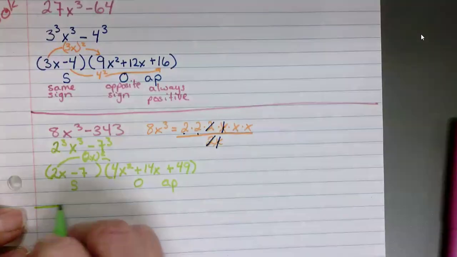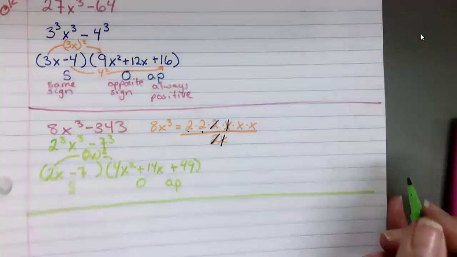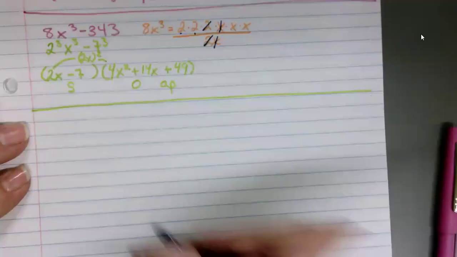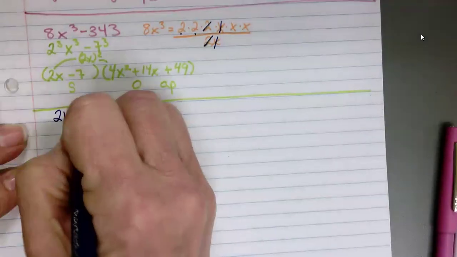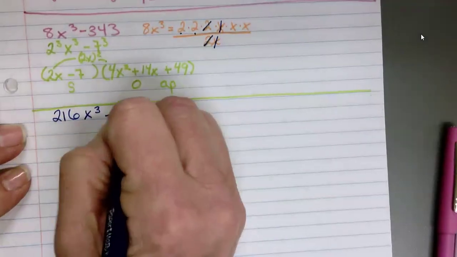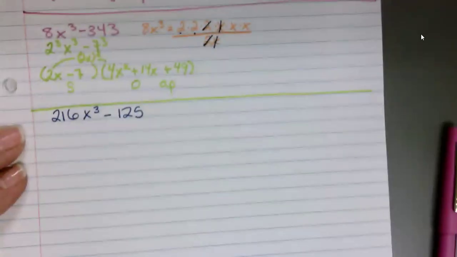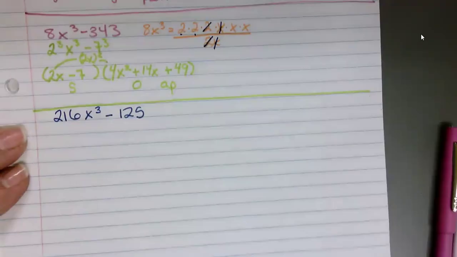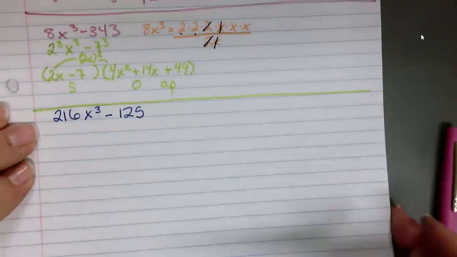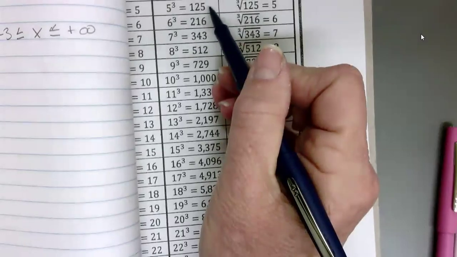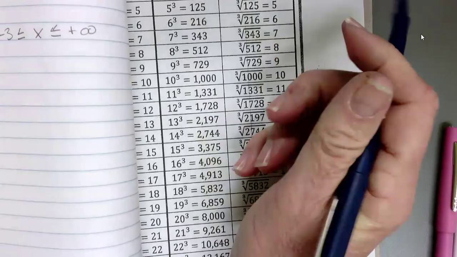Let's do another. Let's start with 216x cubed minus 125. I encourage you to stop here, pause it, and see if you can do it without me. The only way to find out if you can do them is to try them. All right. I would look at my chart. I'm looking for 216 and 125. 125 is 5 cubed and 6 cubed is 216.